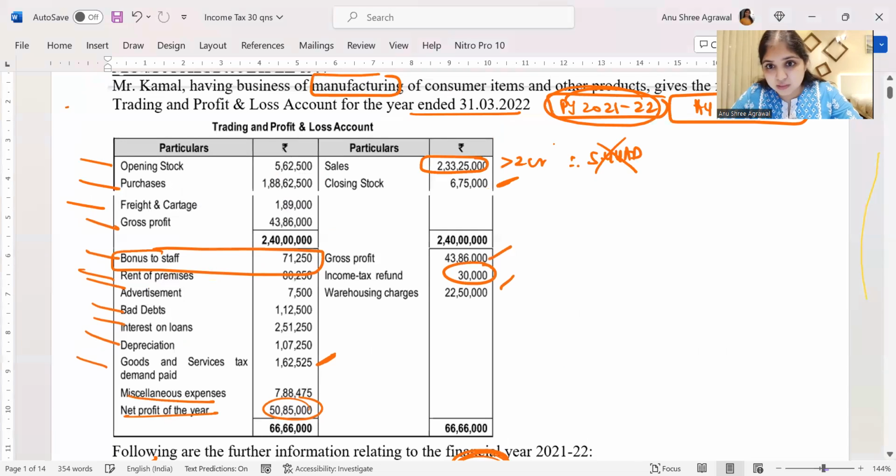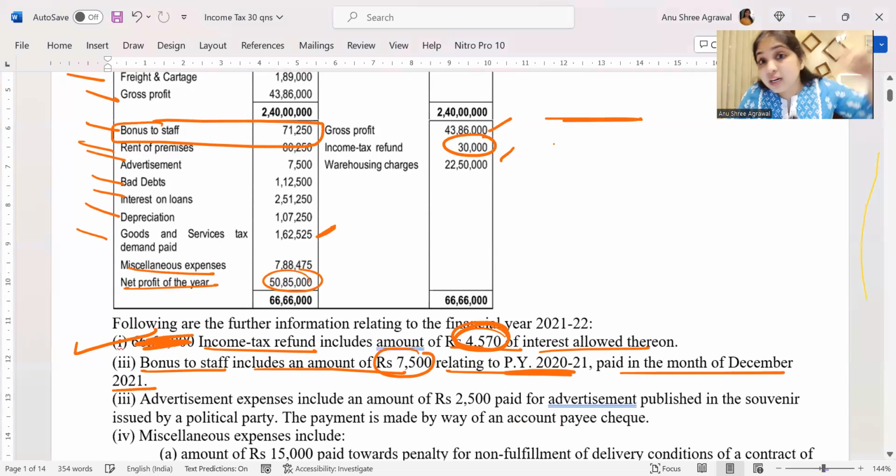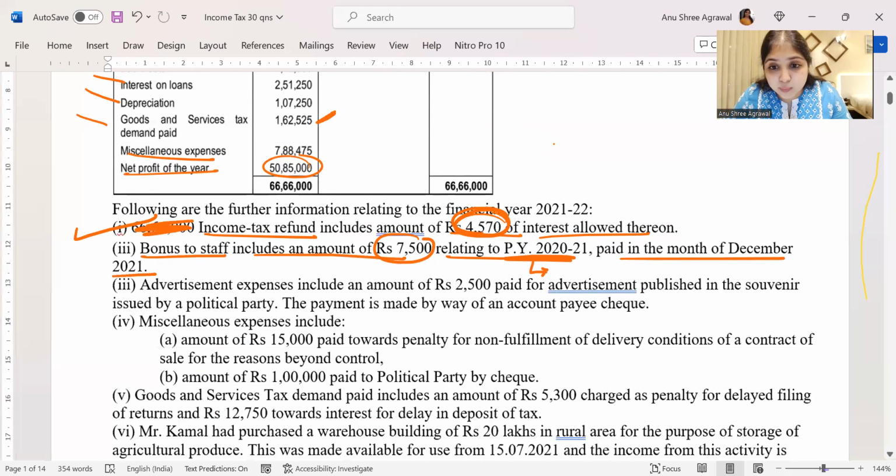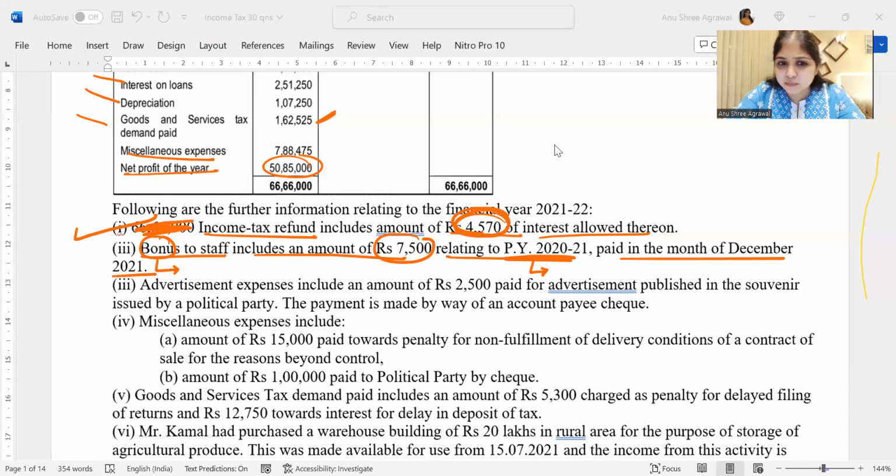What is my current previous year? 21-22. So this is earlier year's bonus, guys, but it is paid in the month of December 2021. See, it belongs to 2021. So for 2021, and it is bonus. For bonus, which section will apply? For bonus, is there any section that comes to your mind? 43B. Here 43B is the adjustment involved. Section 43B will come into the picture over here.